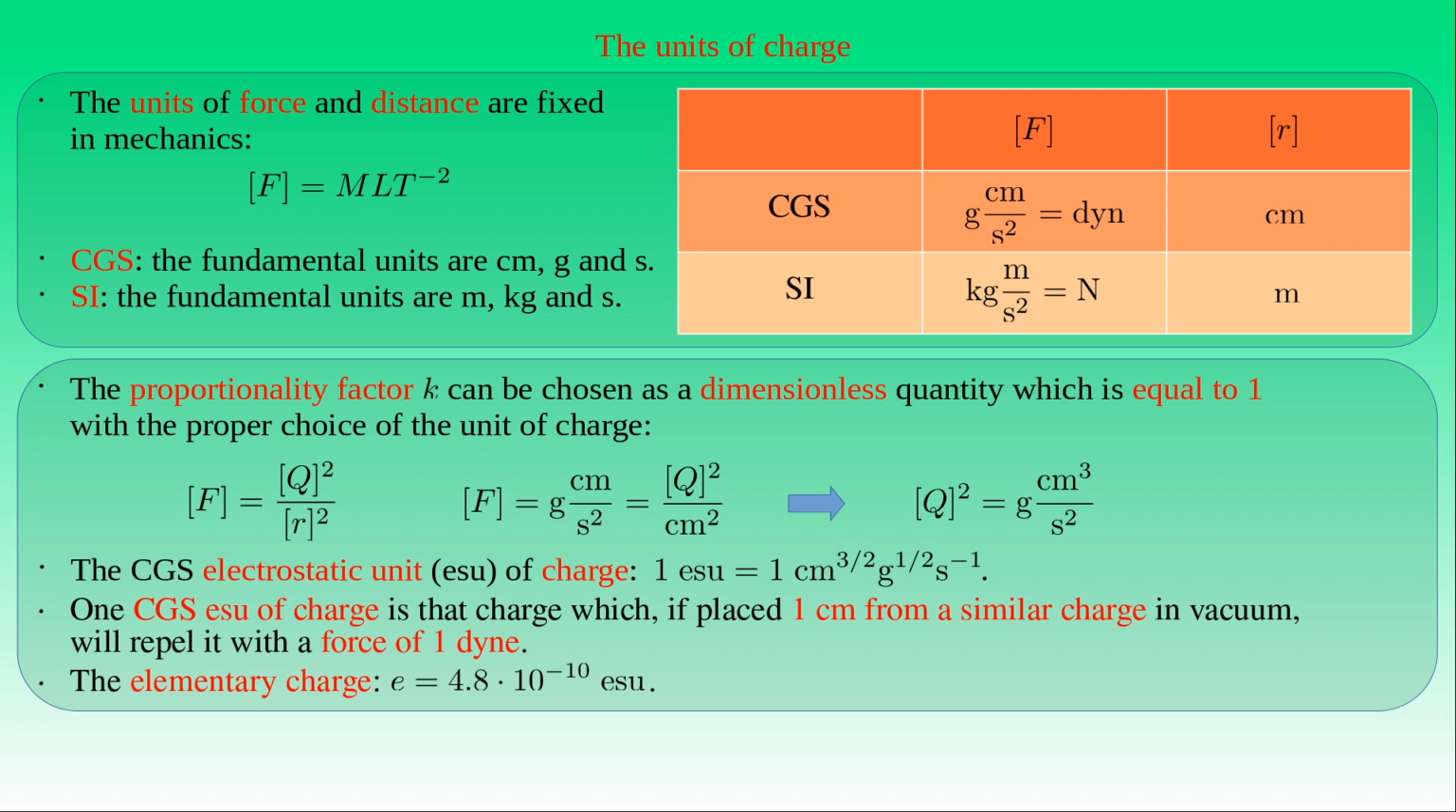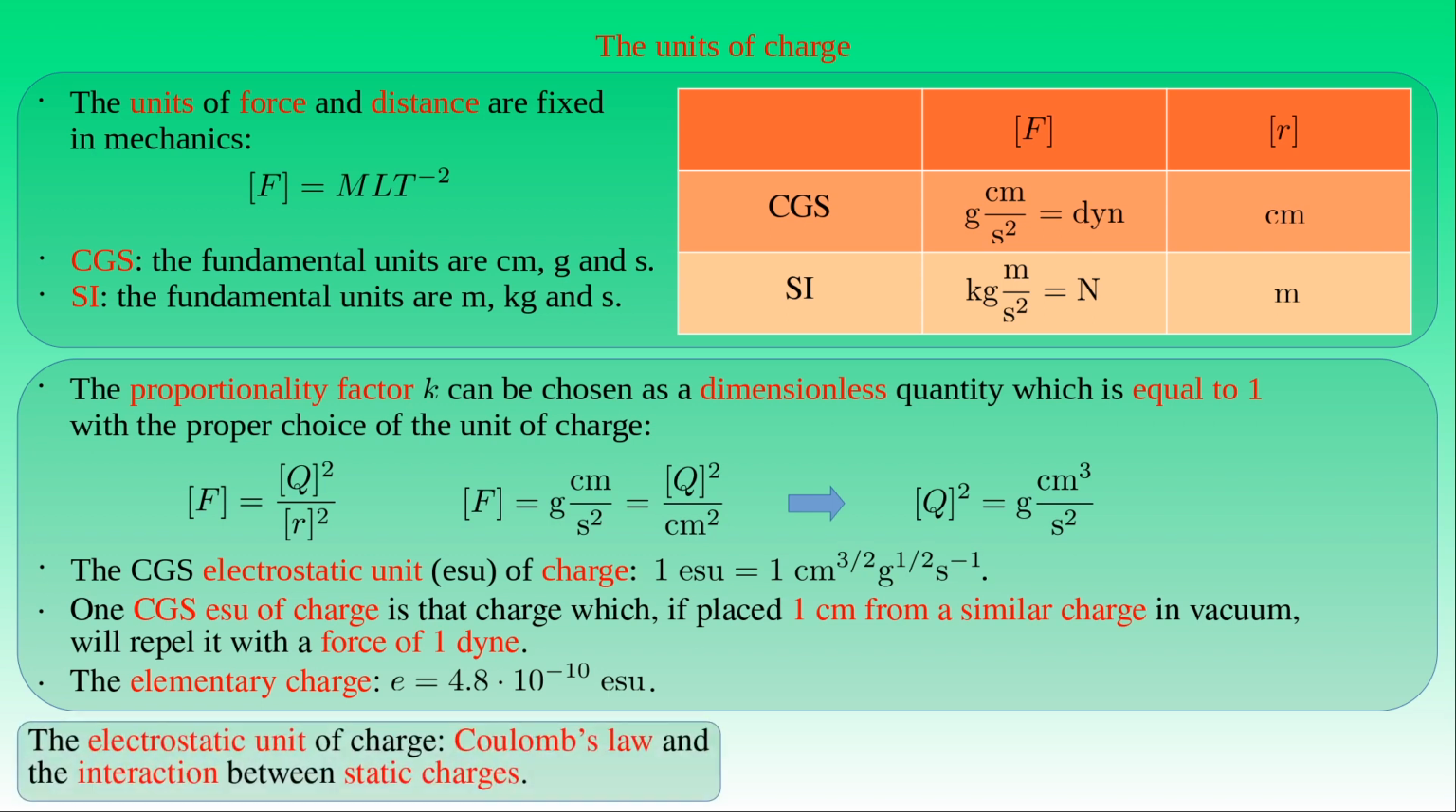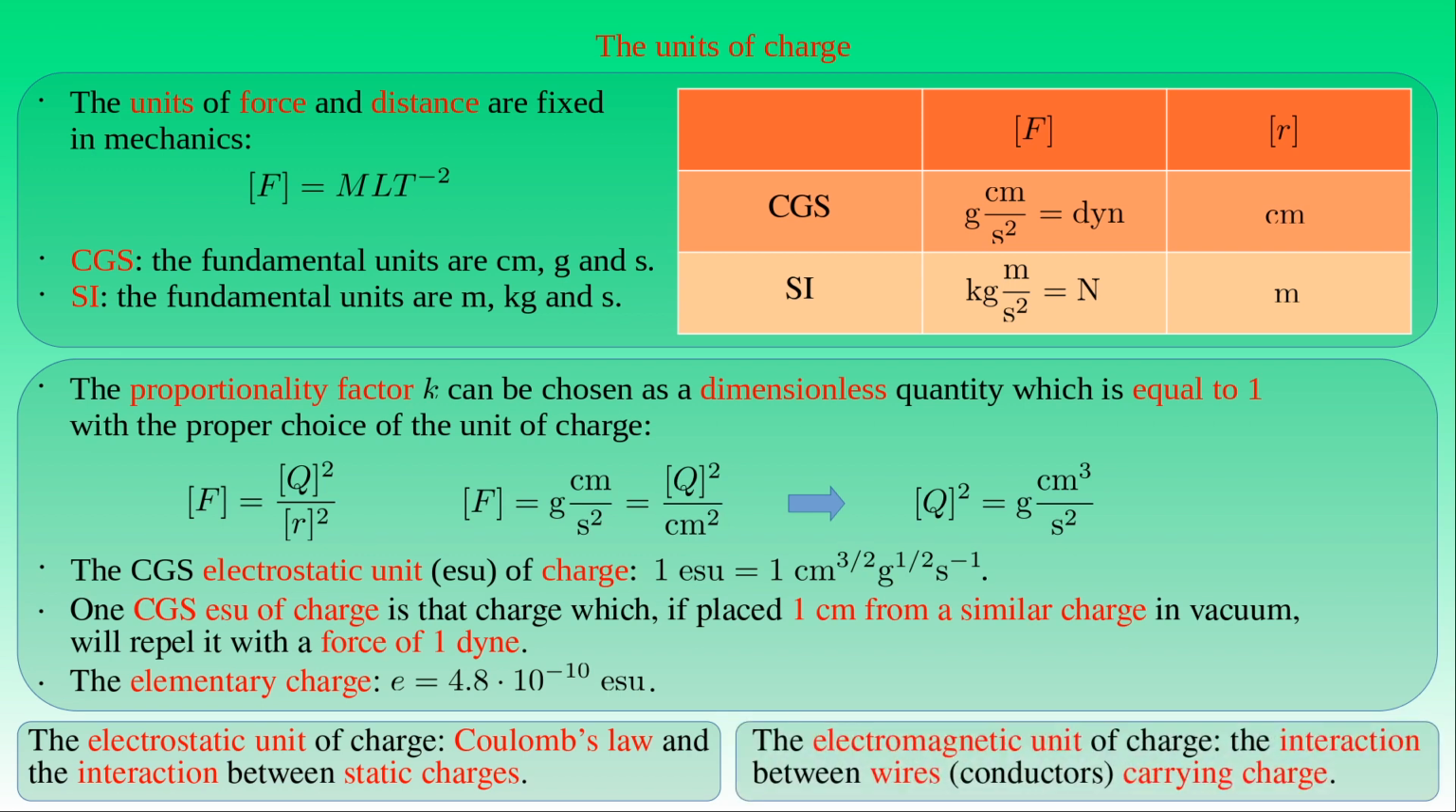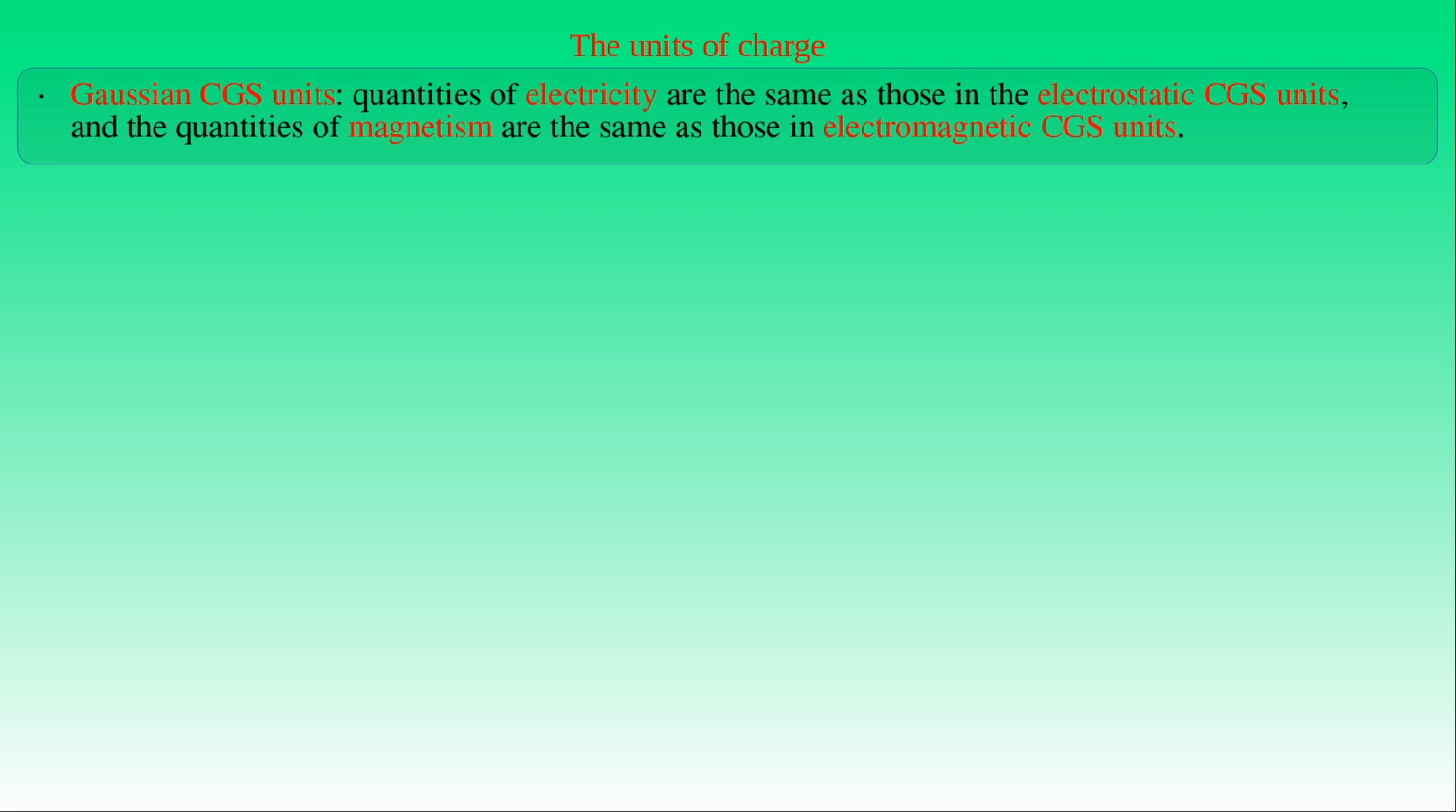We see from its definition that the CGS electrostatic unit of charge is based on Coulomb's law and the interaction between static charges. Besides the electrostatic unit, we also use the CGS electromagnetic unit of charge, abbreviated as EMU, which is based on the interaction between parallel, infinitely long wires carrying charge. Various unit systems can use both electrostatic and electromagnetic units. In the case of Gaussian CGS units, quantities of electricity are the same as those in the CGS electrostatic units, whereas quantities of magnetism are the same as those in electromagnetic CGS units.